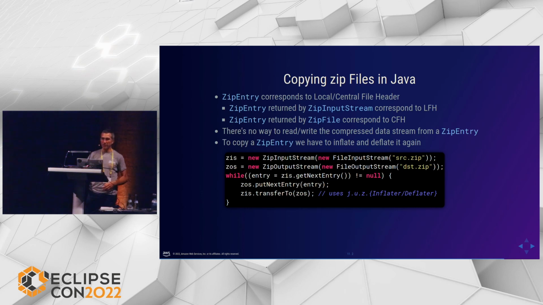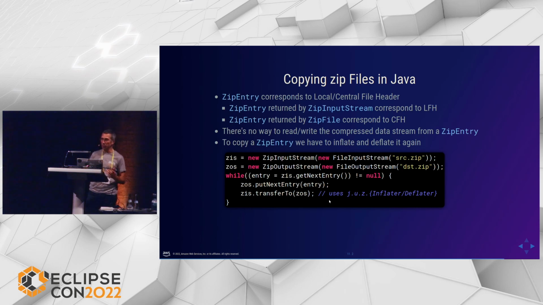And then we read a zip entry, which is basically the local file header, and put this entry to the zip output stream. And then we call transfer, which actually does an inflate of the data from the input stream and deflates it again into the output stream. So you see what the issue is here.